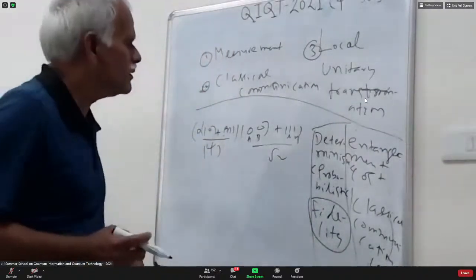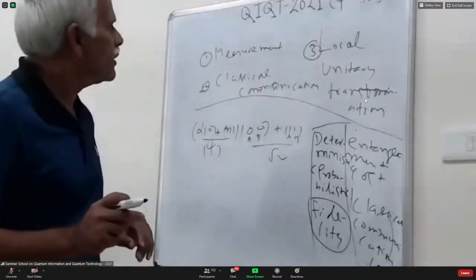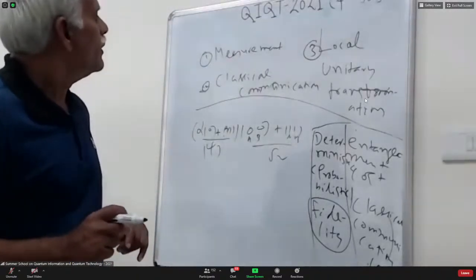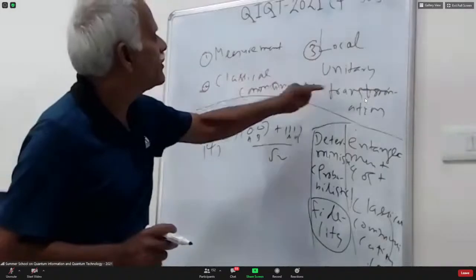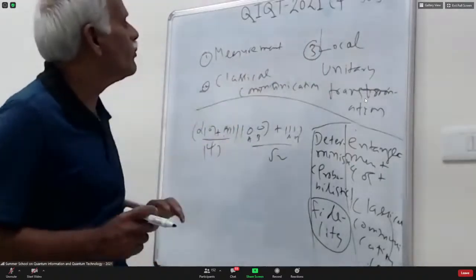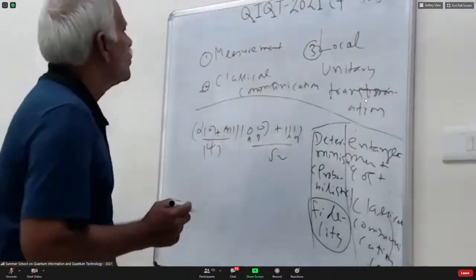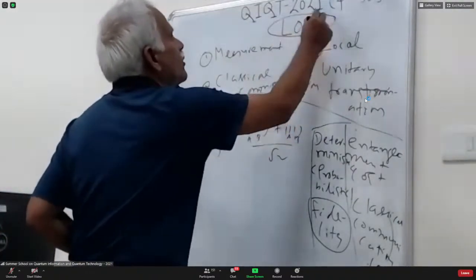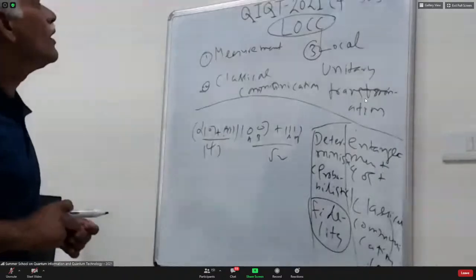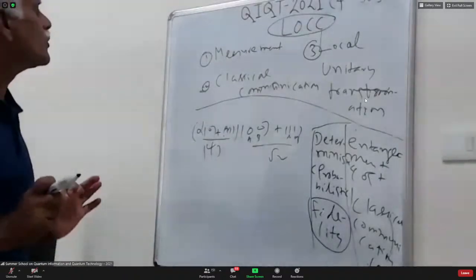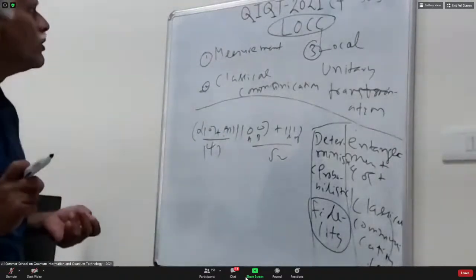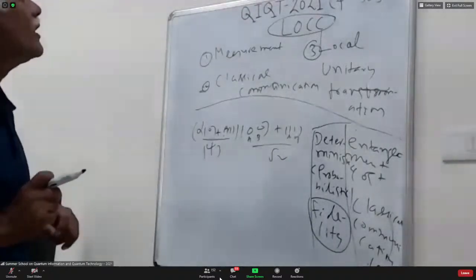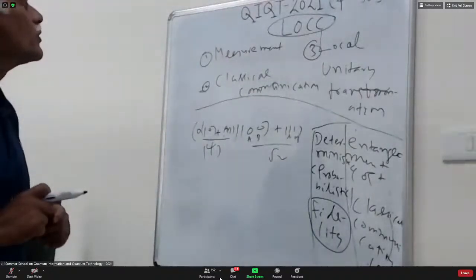Fidelity, in this word. So these are the words you will hear: local unitary transformation and classical communication, which people combine into what is called LOCC. You must have seen it by now n number of times. Most of the quantum communication protocols use local unitary transformation and classical communication.